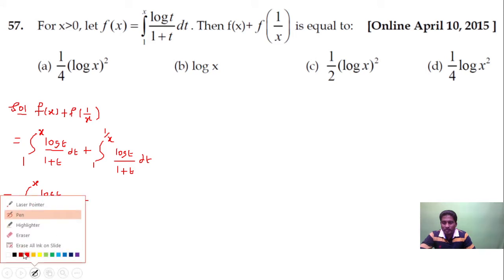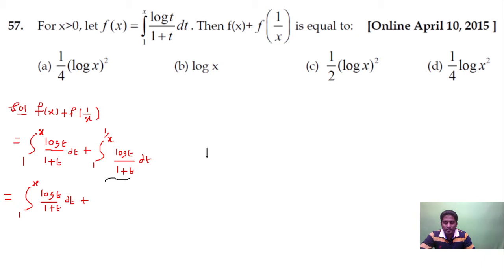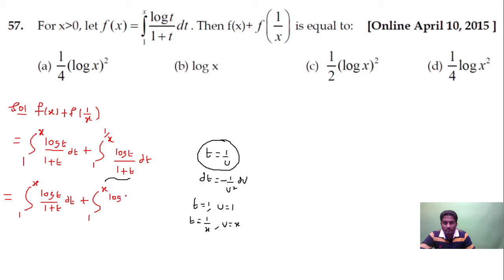So for the second integral, you put t equal to 1 by u. If I differentiate, you get dt is equal to minus 1 by u square into du. Even the limits will change. When t is equal to 1, u is equal to 1. When t is equal to 1 by x, you will get u is equal to x. Okay, and then this will be equal to integration of 1 to x, log of 1 upon u, upon 1 plus 1 by u, and this dt will be equal to minus 1 by u square into du.